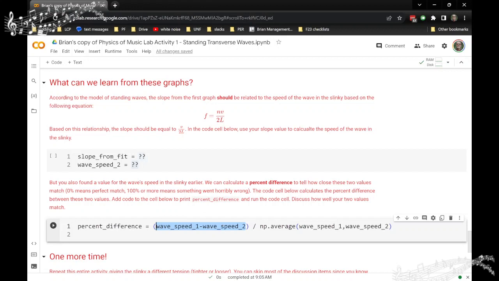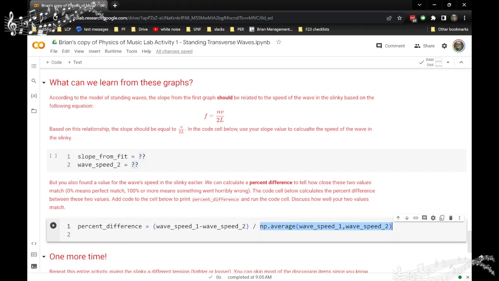The formula for percent difference is pretty straightforward. You take the difference, meaning you subtract the two wave speeds, and then you just divide them by the average. Why the average? Well, because I don't know which of these should be correct. I don't know which one is going to be a better measurement of the wave speed, but if I take the average, hopefully that will wash out any sort of differences between the two.